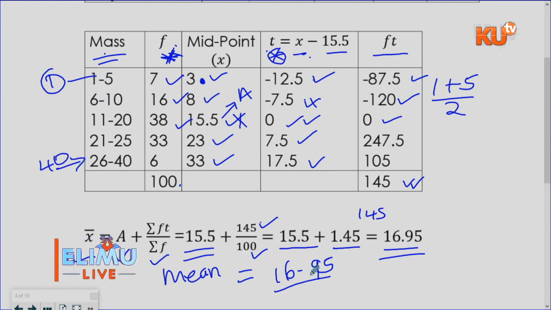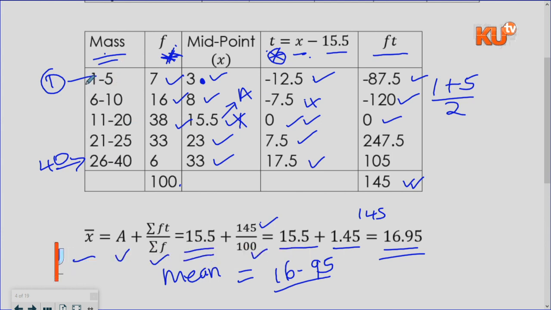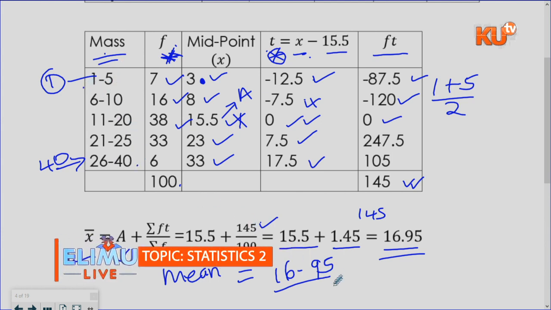So by inspection, you need to check, is my answer in this range? Because sometimes I had people joking on the road. You are in an exam, then people are arguing whether the answer was 16.9 or 20. Then you got 1,700. So you see, these masses, we have 1 up to 40. So your answer cannot be bigger than 40 or less than 1. It cannot be a negative. So that is how we get a mean, using assumed mean.